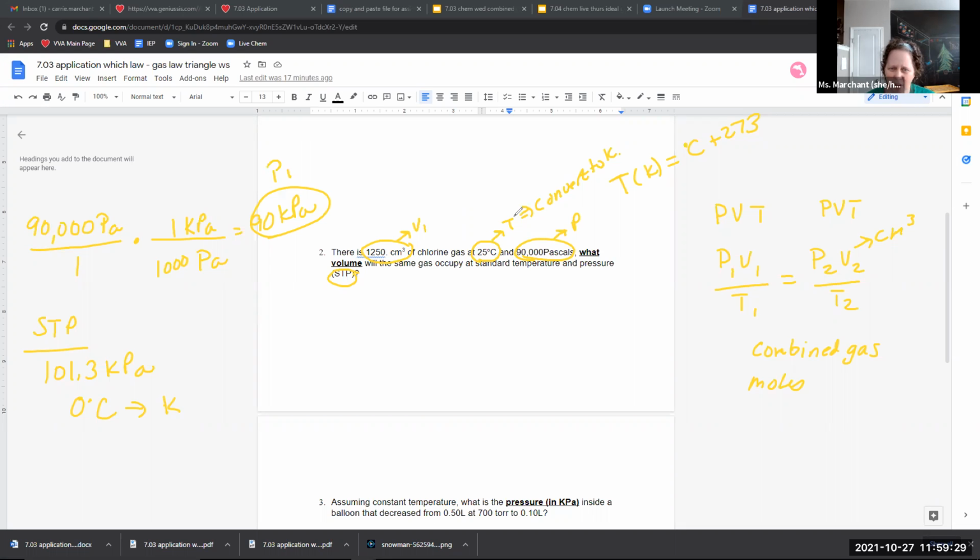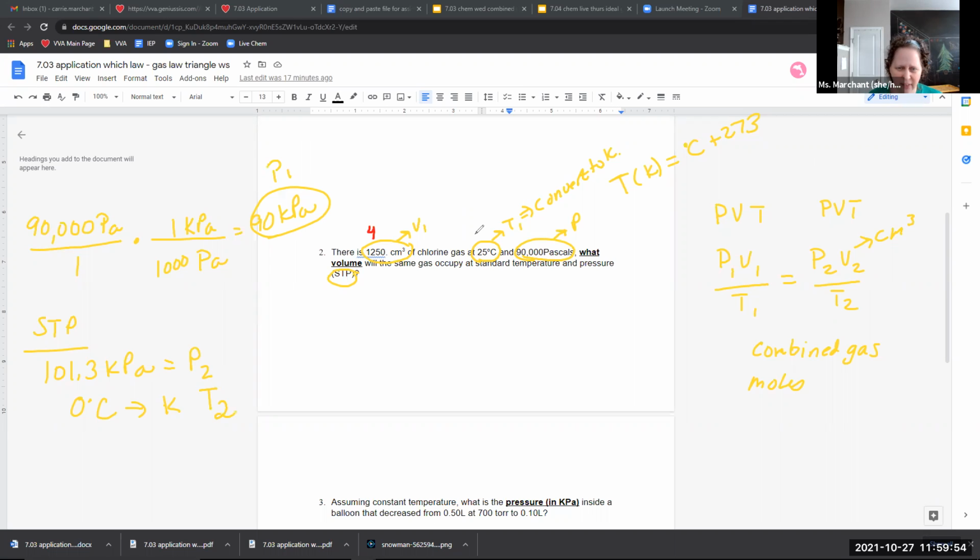1250 is going to be my volume 1. And the temperature converted to Kelvin is going to be my temperature 1. My pressure 2 is going to be 101.3 kilopascals. My temperature 2 is going to be that converted to Kelvin. Okay, and then I'll substitute all that in there and solve for volume just like you would solve for volume in math class.